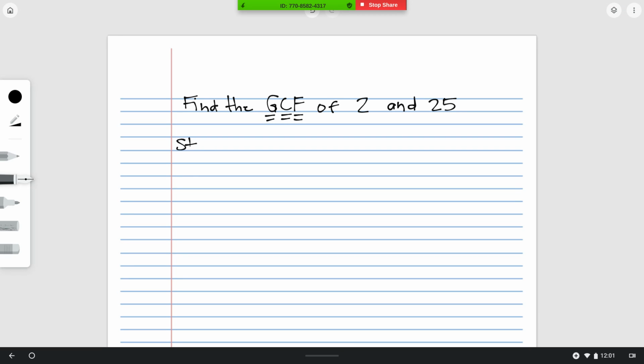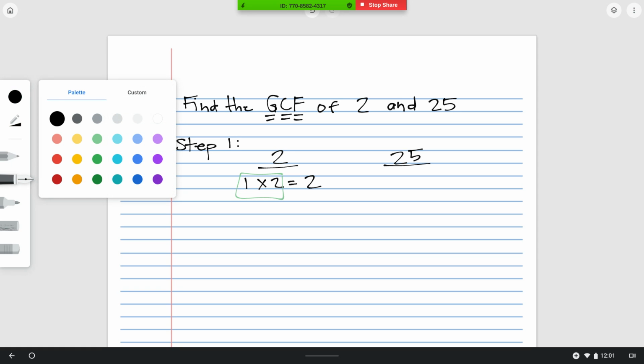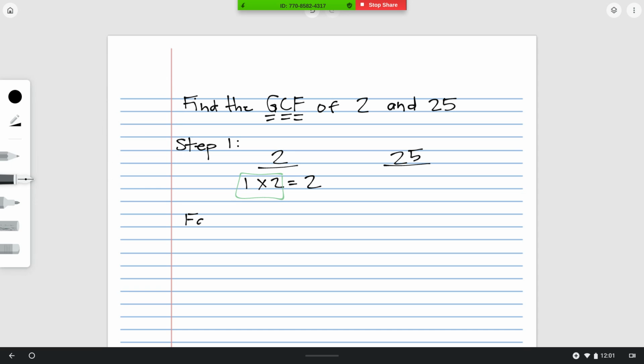So I'm going to write down step 1, and then I'm just going to do it. Okay, so step number 1 is finding the factors. So I'm going to write down 2 and 25. Okay, 2 only has one group of factors. That is 1 times 2, which gives me 2. And that's all I have. So I'm going to go ahead, highlight that in green. Okay, and then I'm going to write down the factors. Factors of 2 are 1 and 2.